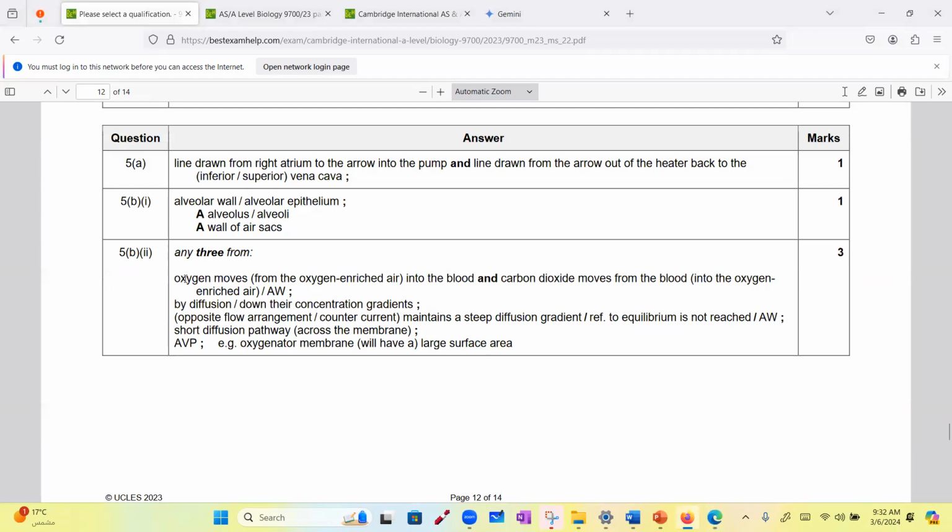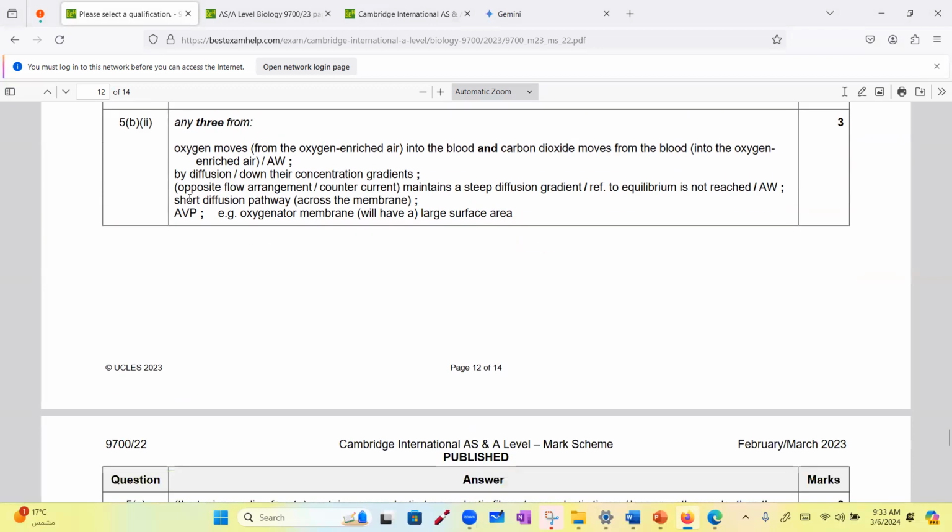We will mention the directions, any three, and then the adaptations. Oxygen will move from the air into the surrounding capillaries, and carbon dioxide from the blood into the alveoli, by diffusion down a gradient. Maintains a steep diffusion gradient, so equilibrium is not reached. Short diffusion pathway across the membrane, any valid point. We said a lot of things. We also said large surface area.